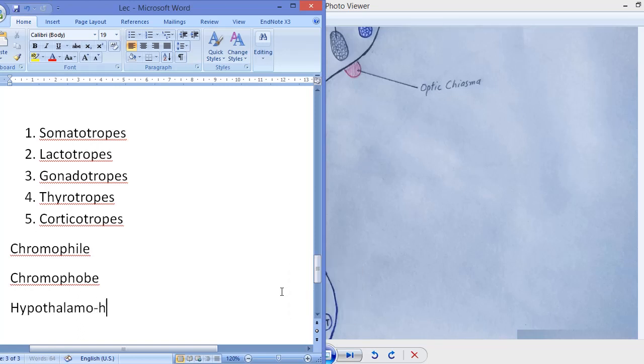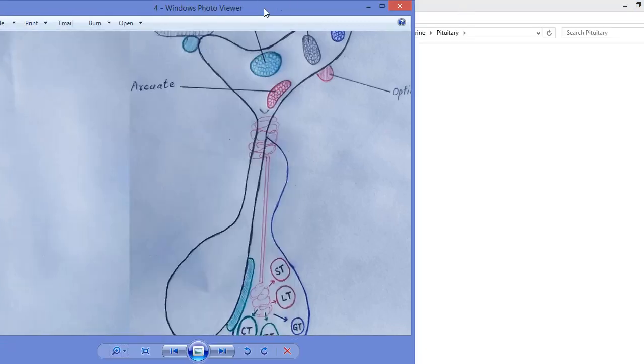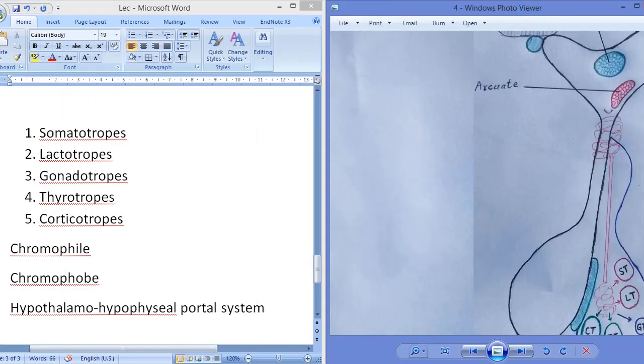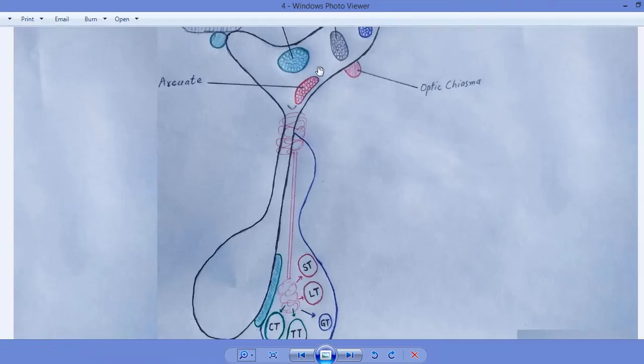Hypothalamo-hypophyseal portal system. So this is called the hypothalamo-hypophyseal portal system because of what? Because this is present inside the hypothalamus. This connects the hypothalamus with the hypophysis.